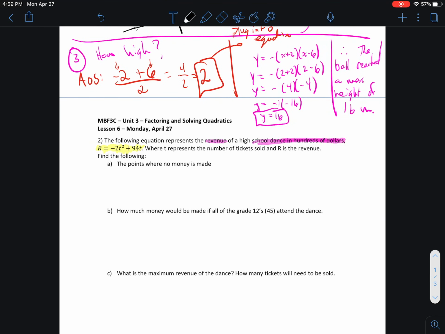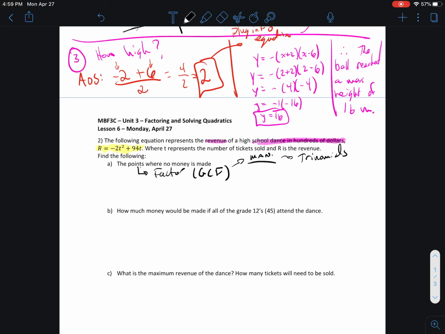So let's take a look at the first part. Your job is to figure out the 2 values of t where it crosses the x-axis, where we said time was. To do that, you're always going to factor. Anytime you see this, finding the points where no money's made, you're going to want to factor somehow. In lessons 1 and 2, I showed you 2 methods: greatest common factor, and the other method.